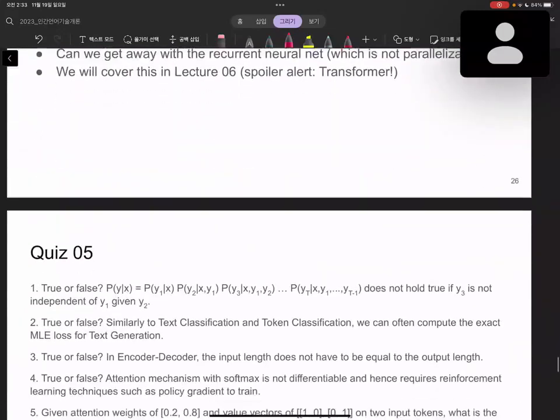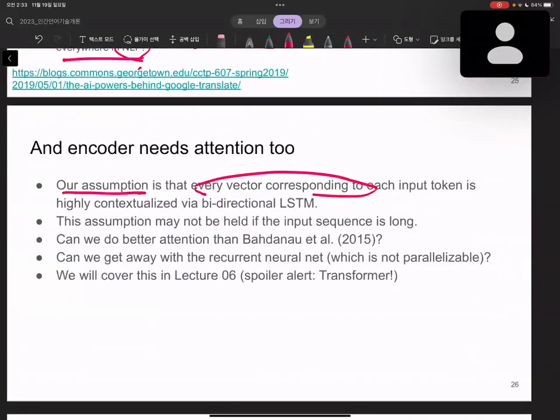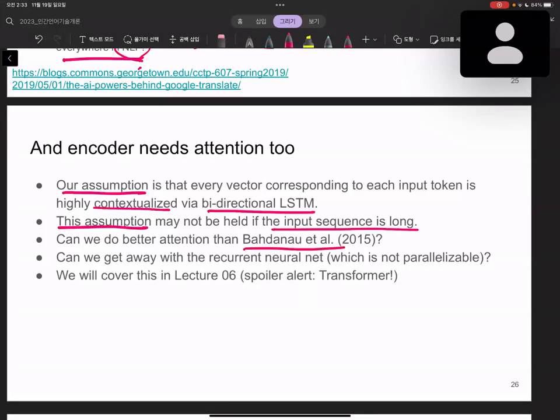Our assumption is that every vector corresponding to its input token is highly contextualized via bidirectional LSTM. But this assumption may not hold if the input sequence is long. Can we do better attention than Bahdanau? Can we get away with the recurrent neural net? This will be covered in the next lecture. Okay, and that is the transformer.